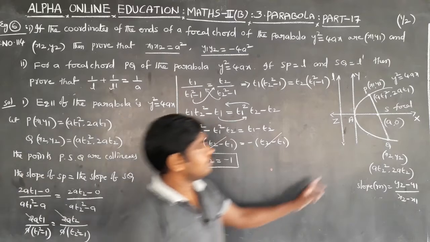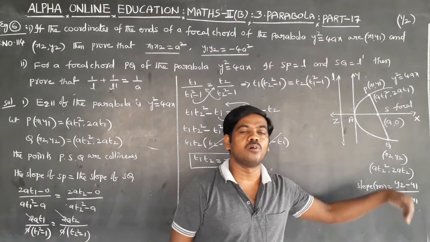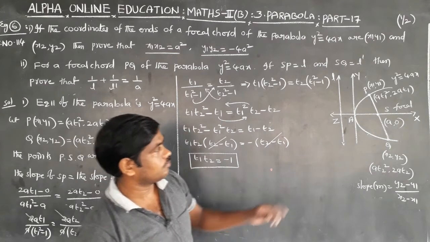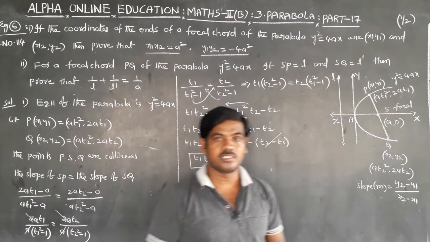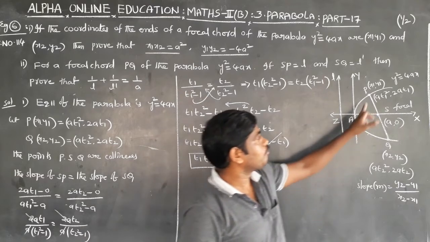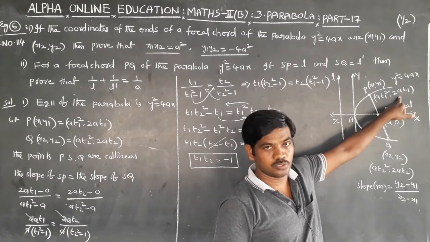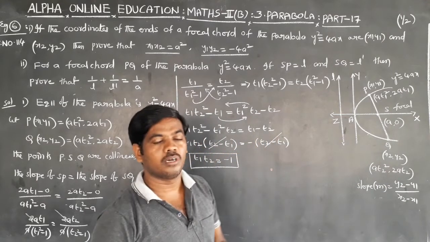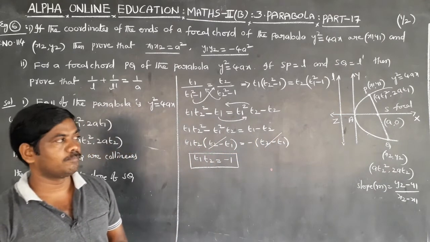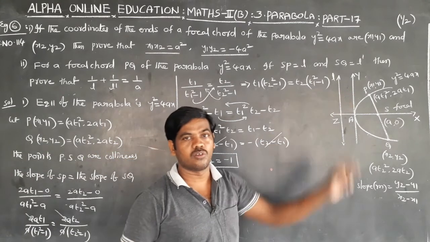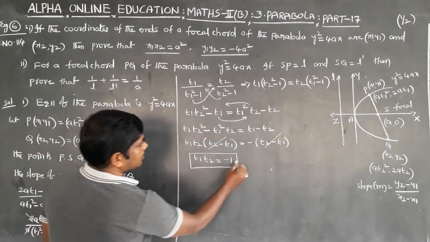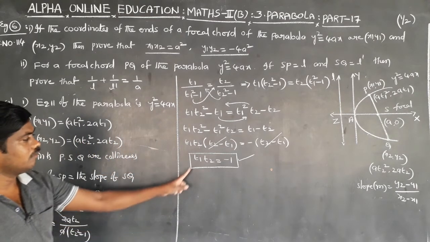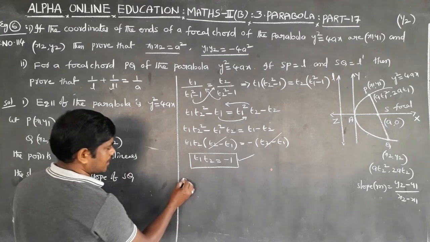Here P x1 y1, Q x2 y2 are the extremities or endpoints of a focal chord of a parabola y square is equal to 4ax. Here P point a t1 square comma 2a t1, Q point a t2 square comma 2a t2 are the ends of a focal chord of a parabola y square is equal to 4ax. Then t1 t2 is equal to minus 1.